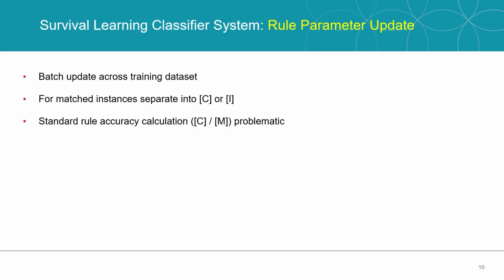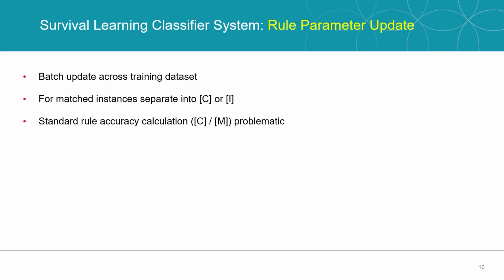Another important aspect of Survival-LCS that differs from other learning classifier systems is how the rule parameter updates take place. As mentioned, Survival-LCS uses batch updates of rule parameters across the entire training dataset the moment they're introduced into the population. To update the parameters of a given rule, we first find all the instances that it matches, and separate these instances into having put the rule into either a correct or incorrect set.